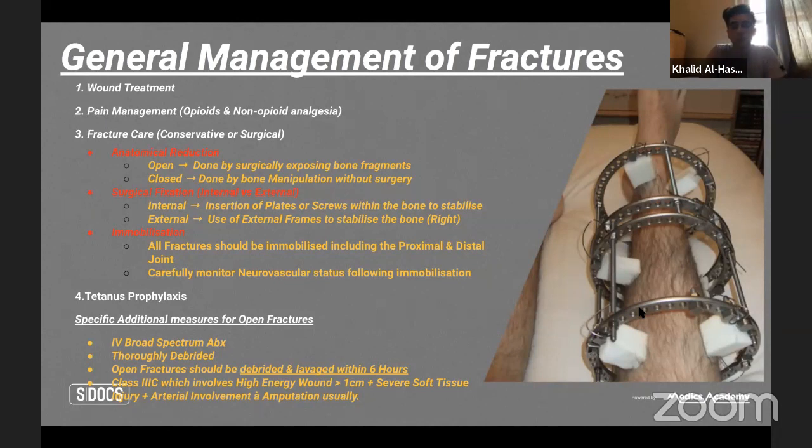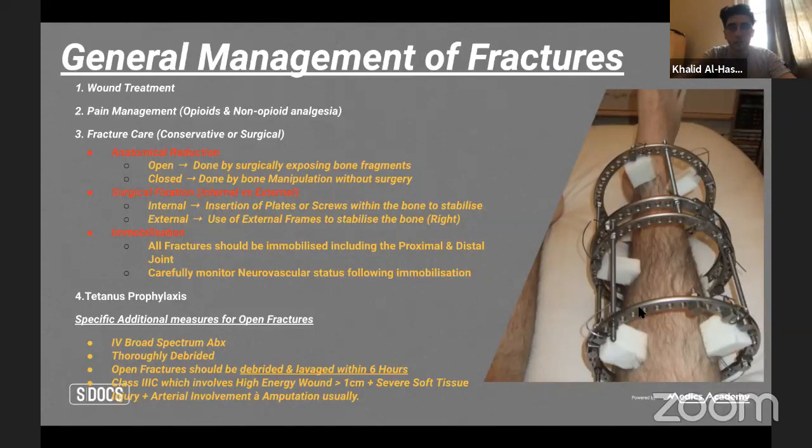Immobilization. All fractures should be immobilized, including the proximal and distal joint. So if you have a fracture, for example, along the forearm, you would want to immobilize the wrist and also the elbow. Carefully monitor neurovascular status following immobilization. It's always important to make sure that there is no arterial, venous, or nerve injury. It's more serious when things involve arterial or nerve injury. And then finally, to conclude, would be tetanus prophylaxis, which is usually recommended.